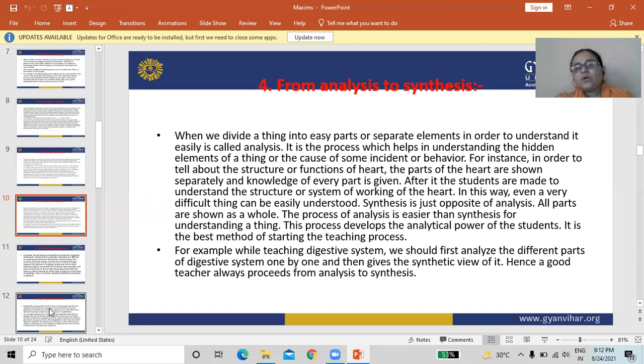Synthesis is just the opposite of analysis. All parts are shown as a whole. This process of analysis is easier than synthesis for understanding a thing. This process develops the analytical power of the student. It is the best method of starting the teaching process.